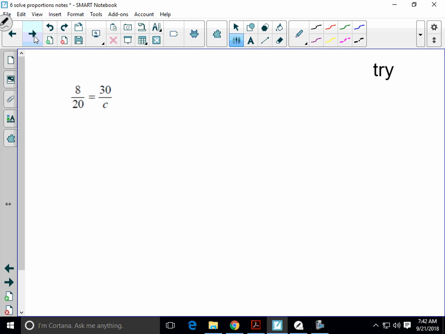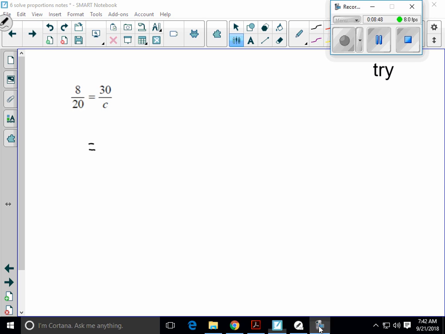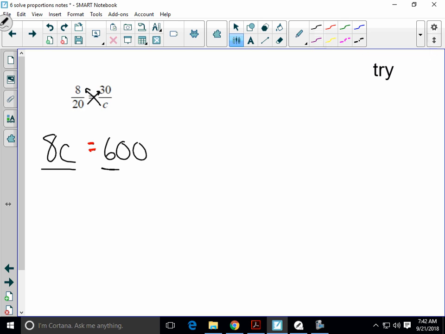Okay, please try to solve this one. Okay, here's your first step after you cross multiply. Okay, to turn 8c into 1c, opposite of 8 times c is to divide by 8. Final answer should have been 75.